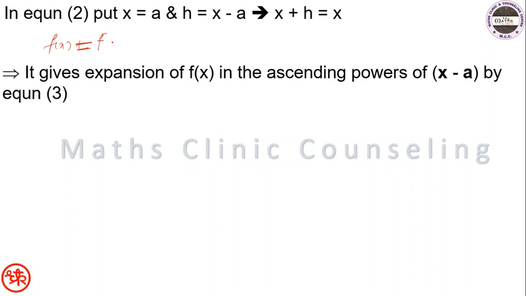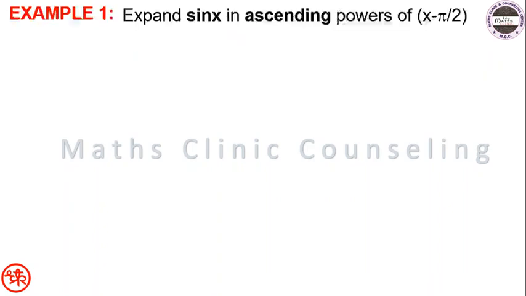So it would be equal to f of a plus the value of h, which is x minus a, into f dash of a plus x minus a whole square by 2 factorial into f double dash of a plus and so on, and this formula can be written like this.